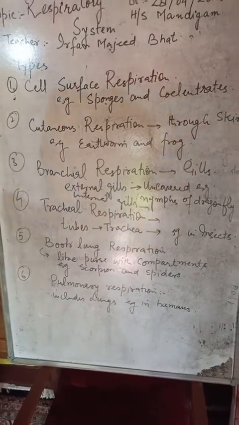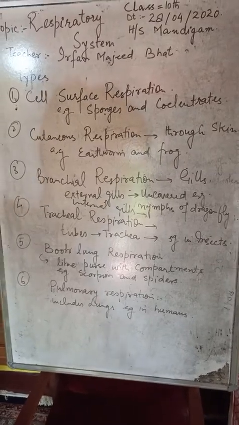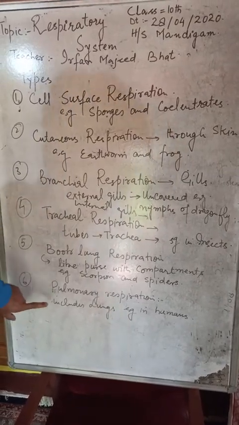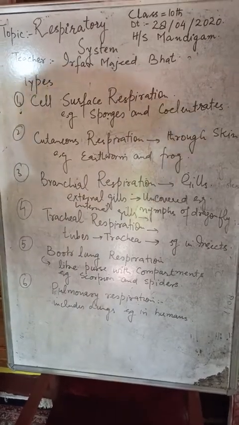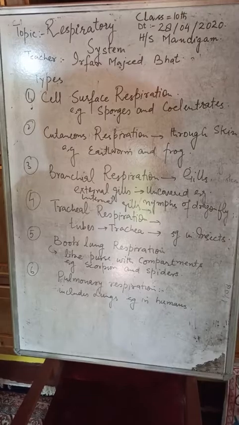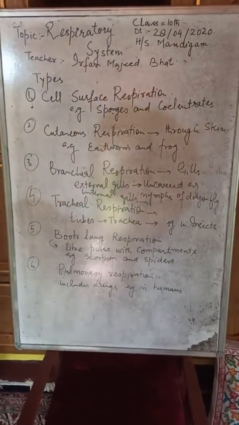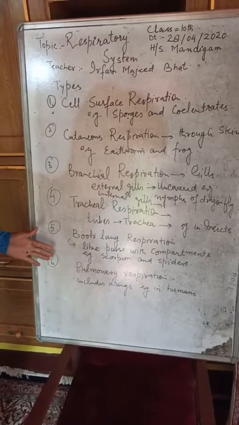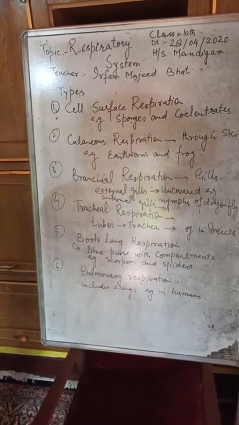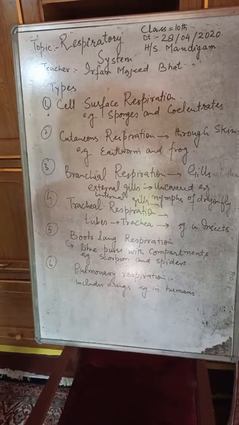And then there is the sixth type of respiration, which is the most important type, called the pulmonary respiration. In pulmonary respiration, the exchange of gases takes place through the lungs, especially in humans and the higher animals. So we will be concentrating on the pulmonary respiration. This was just the types of respiration on the basis of the exchange of gases, or on the basis of the respiratory surfaces involved.